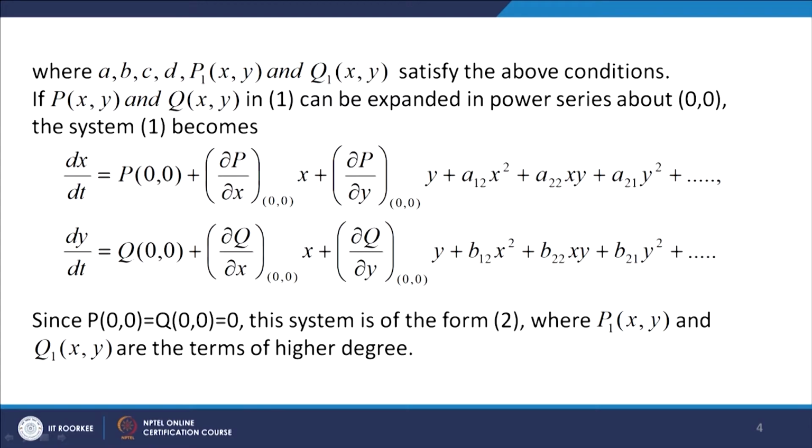Similarly dy/dt can be written as Q(0,0) plus the partial derivative of Q with respect to x at (0,0) times x, the partial derivative of Q with respect to y at (0,0) times y, and then second order terms and so on. So, b12 times x squared, b22 times xy, plus b21 times y squared and so on. Now, since (0,0) is a critical point of the nonlinear system, P and Q at (0,0) must vanish, and therefore P(0,0) and Q(0,0) are equal to 0, and then this system is of the form 2.